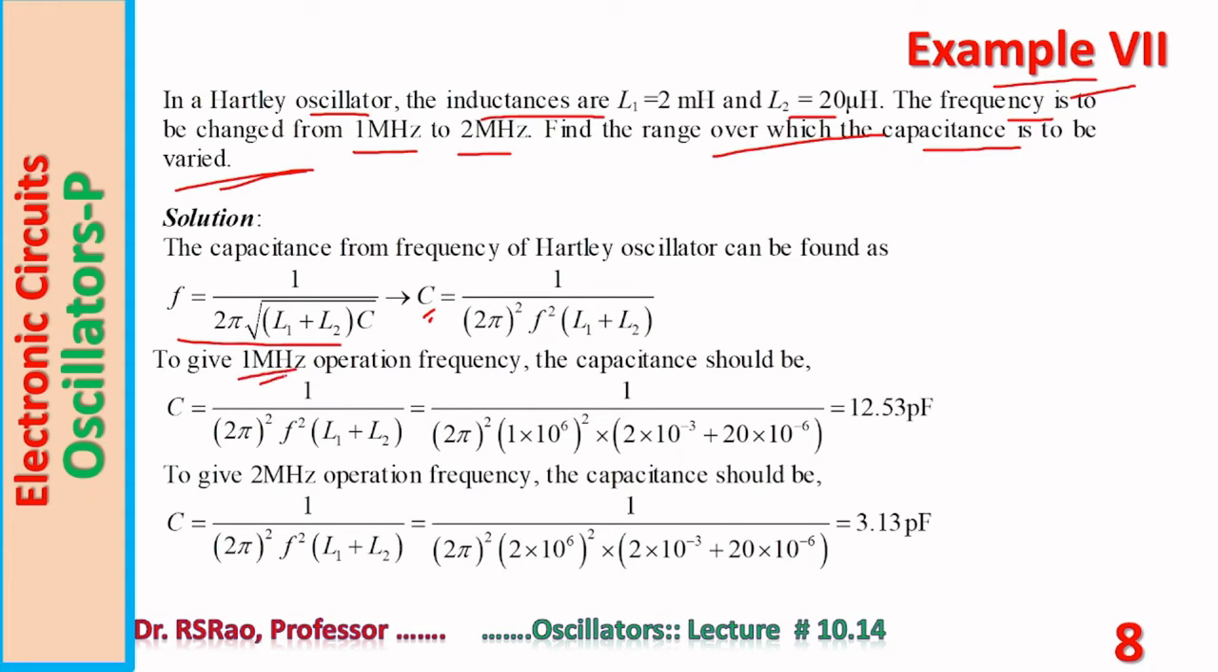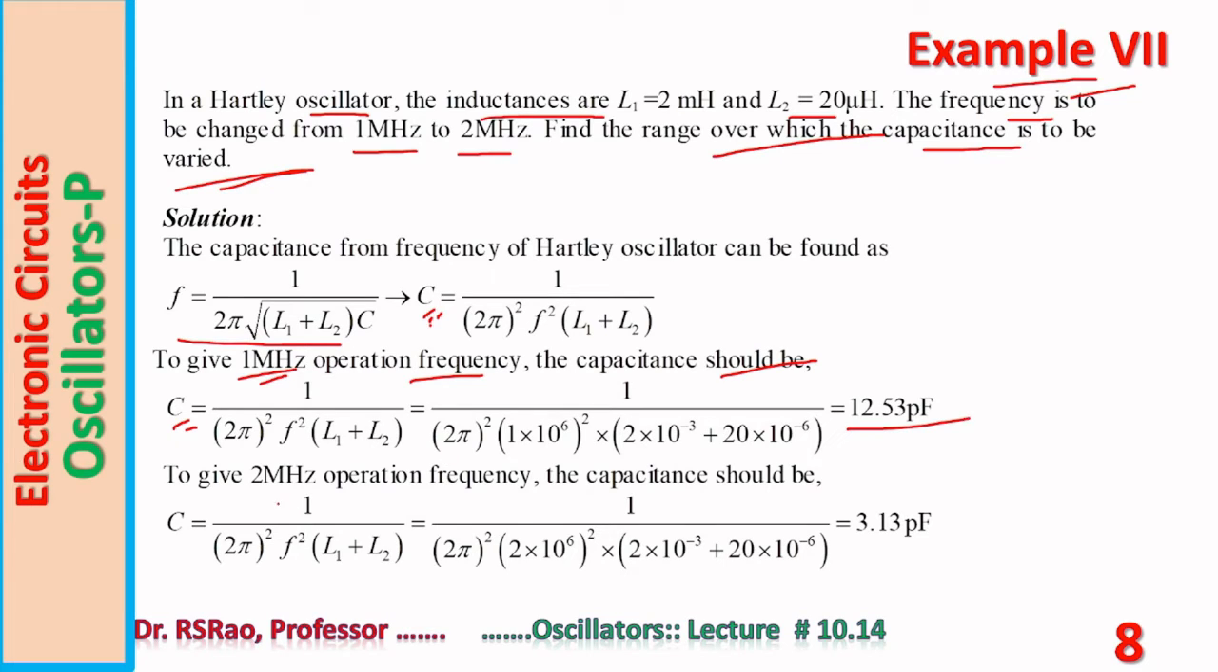To give 1 megahertz frequency, the capacitance C should be. So F is 1 megahertz, L1 and L2, they are given as 2 millihenry, 10 microhenry. Substituting those values, C can be found as 12.53 picofarad.